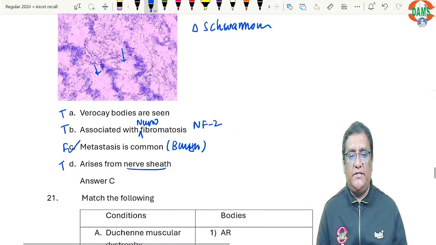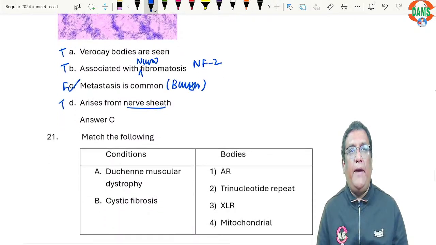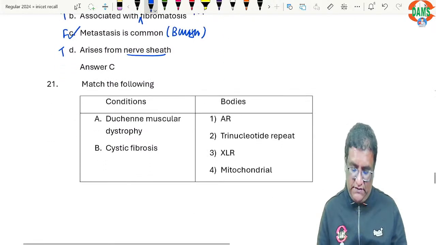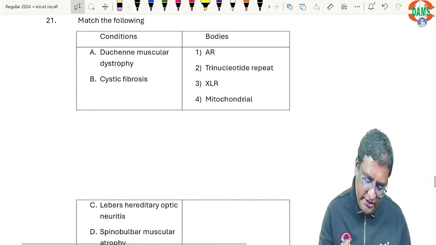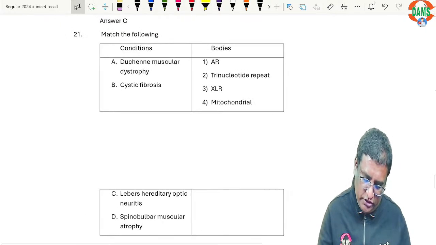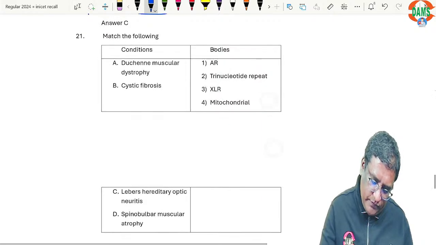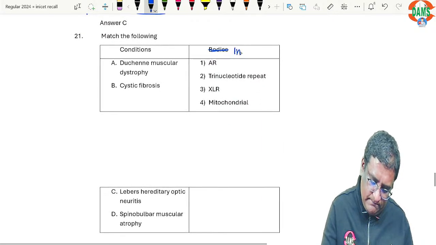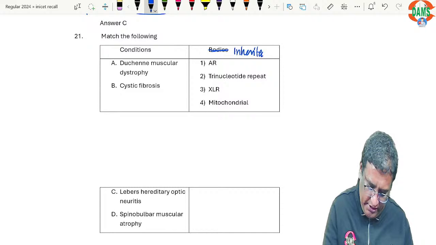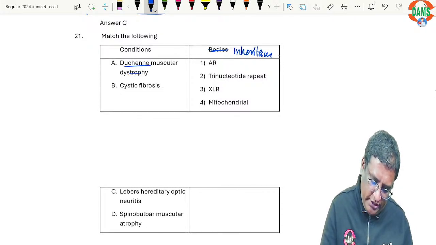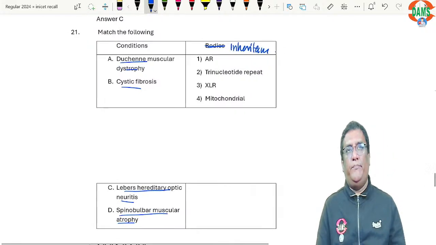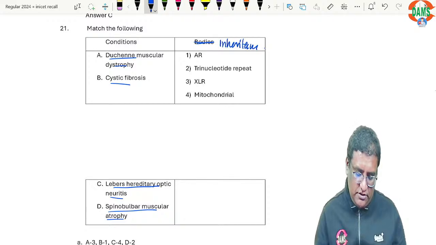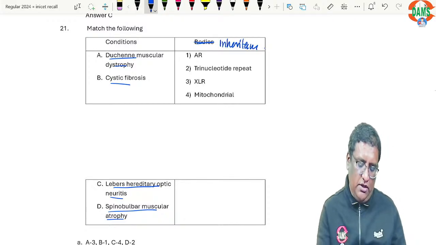Right? Yes. Next, match the following. Okay, this is what you are asking. Yes, match the following condition with their body, not body, sorry, condition with inheritance. This is inheritance. Duchenne muscular dystrophy, cystic fibrosis, Leber's hereditary optic neuropathy, spinobulbar muscular atrophy. Were these the options? Yes, please confirm if these were the actual options.